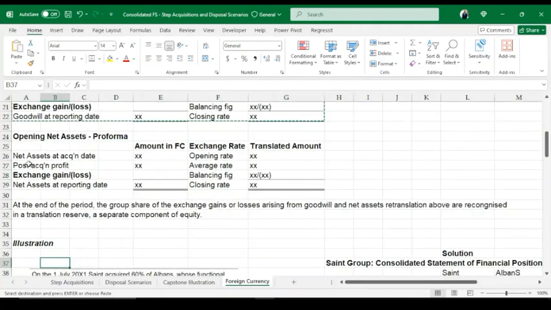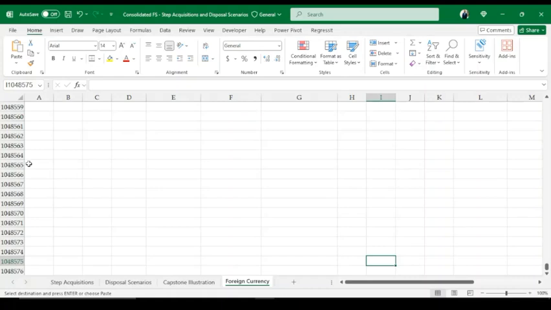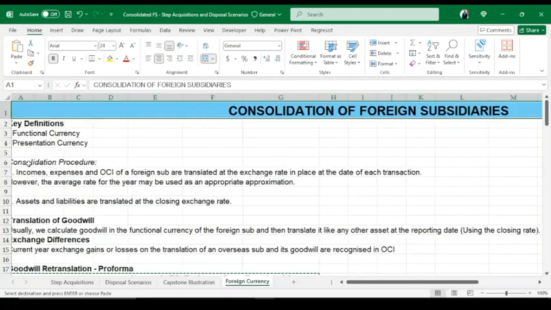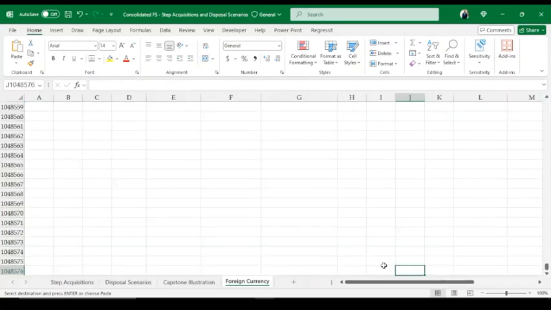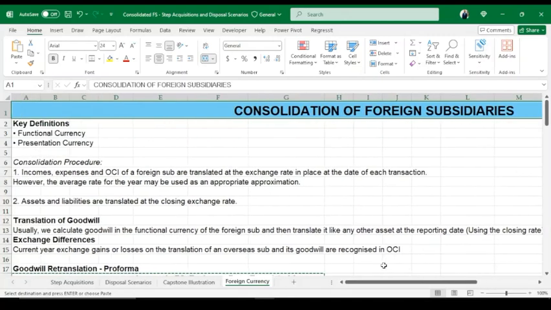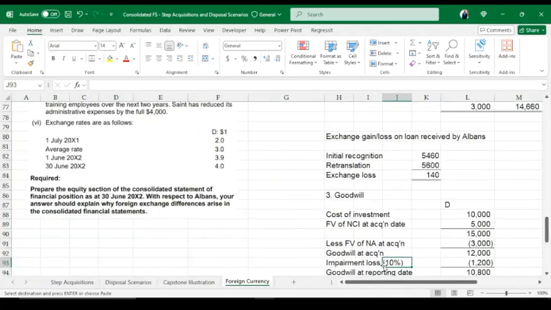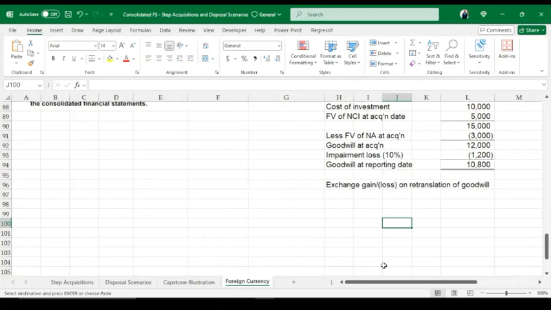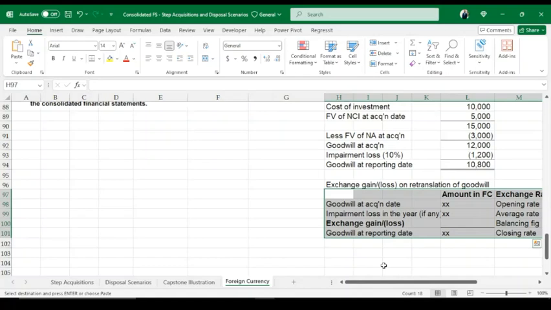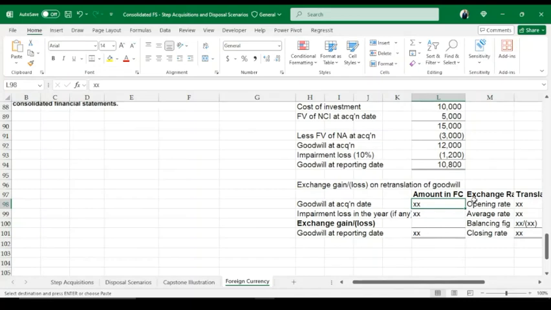All right, so we have this. I can paste that here. What is the amount in the functional currency? So goodwill at acquisition date. What is our goodwill at acquisition date? From our calculation, we see goodwill at acquisition right here. So that is the value we are going to use here. So we have 12,000, and this should be translated.